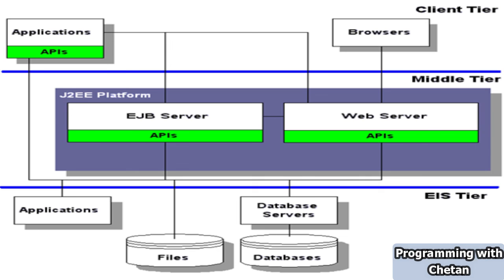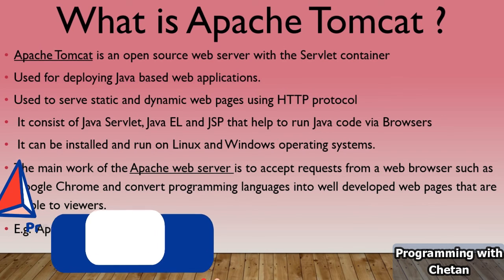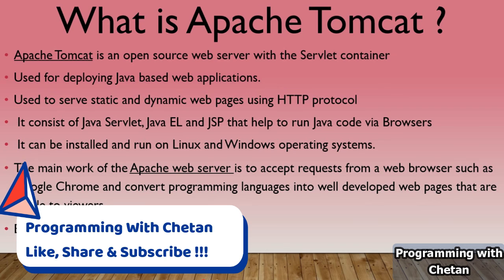So if we talk about an application server, then it is a combination of your web server, which is a servlet container, plus your EJB container. Okay. So this is about the application server. And if we talk about examples of application servers, then we have WebLogic, which is from Oracle. Then we have JBoss, we have WebSphere, etc. Okay. So this is about application servers and how an application server is different from the Apache Tomcat web server.